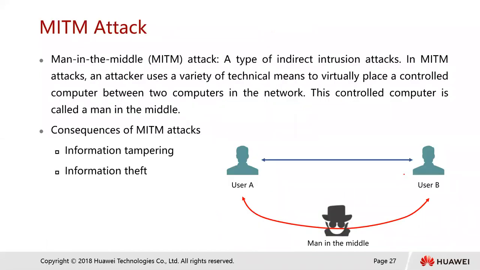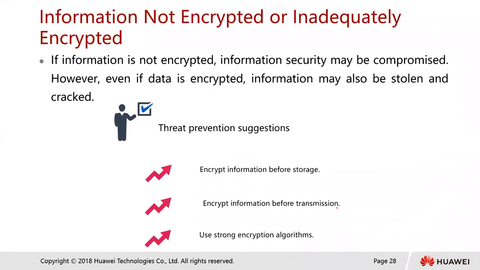The man in the middle attack is a type of indirect intrusion attack. In the man in the middle attack, an attacker uses a variety of technical means to virtually place a controlled computer between two computers in the network. This controlled computer is called the man in the middle. The consequences of a man in the middle attack are information tampering and information theft. There's a computer here, there's a guy here communicating, but there's a man listening to their communication and trying to see what is taking place.